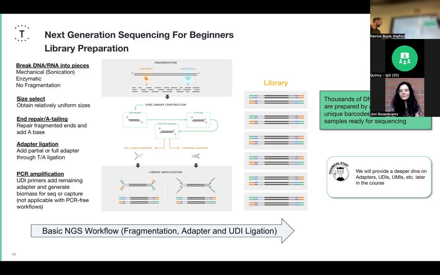You do a PCR amplification using primers that have the barcode on them. The primer then amplifies the full fragment with the barcode. And that's how you can get 384 unique samples, or up to 3,072 unique samples, individually barcoded and ready to be sequenced.